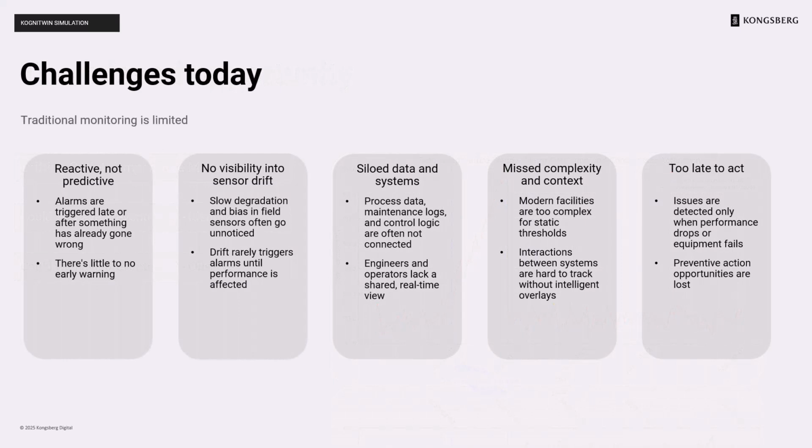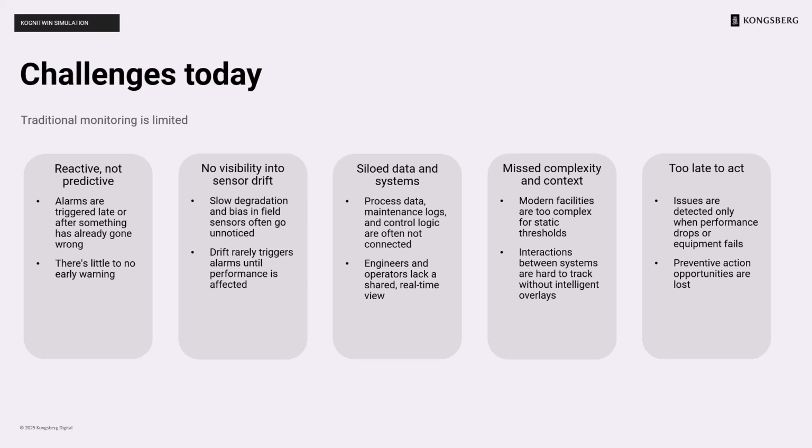In many plants today, our monitoring systems are still reactive. Alarms go off only after something goes wrong, leaving no time to prevent damage or disruption. And while we rely heavily on field sensors, we rarely know when they start to drift. This slow degradation doesn't trigger alarms, but it steadily erodes performance and reliability. Add to that the problem of siloed systems. Maintenance data, process trends, and operator observations often live in separate tools, making it difficult to see the full picture.